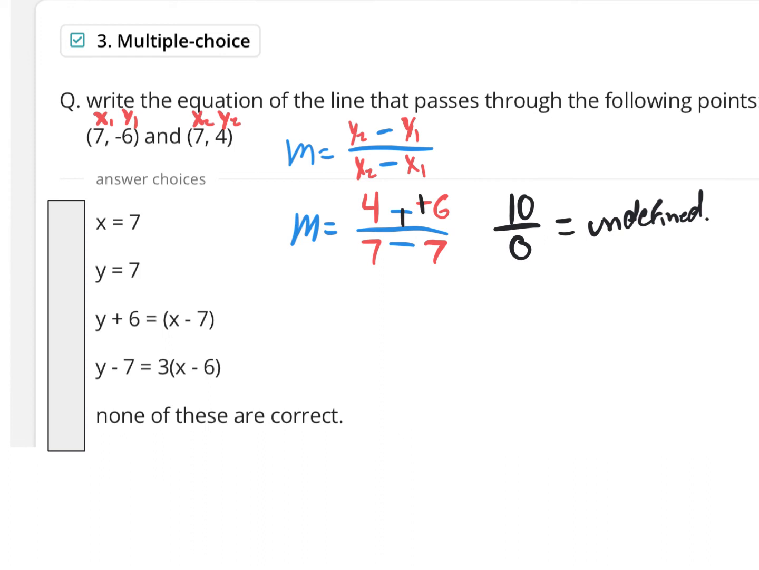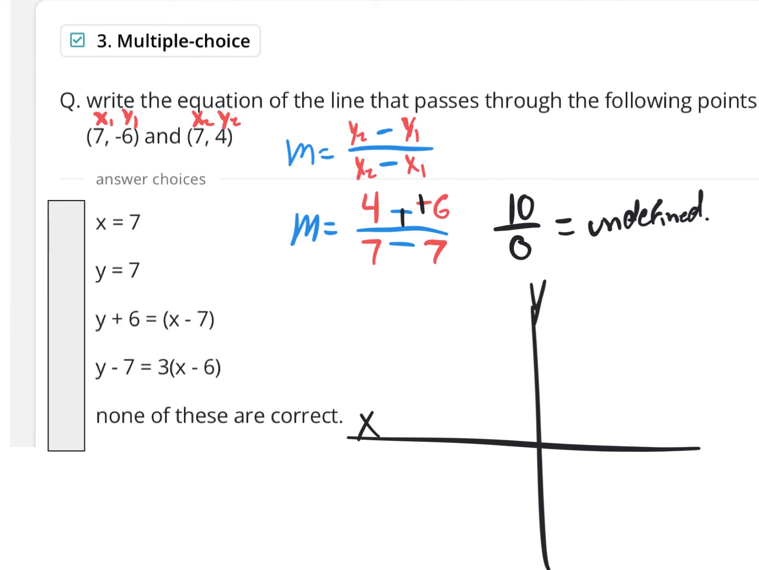So I hope we remember what undefined slopes look like. On an xy plane, you have a slope, let's say, of 1, of 2, of 3, of 4, and it keeps getting steeper and steeper until it gets totally vertical. That's totally undefined. All right?